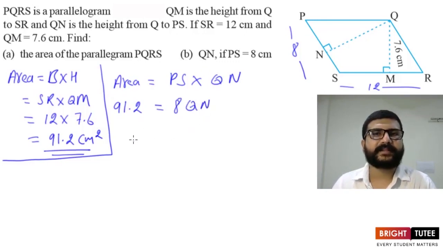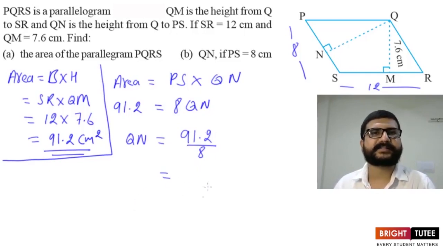Now from here, to get the value of QN, we will transpose this 8 on the left side. So this will give us QN is equal to 91.2 divided by 8. Now what is 91.2 divided by 8? We know how to divide two numbers. It will be 11.4 centimeters. So therefore, the answer for the second part of the question is 11.4 centimeters.